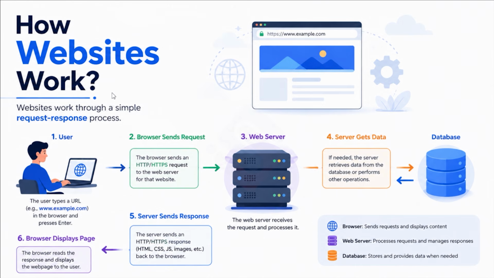How websites work? Now let's understand how websites work behind the scenes. First, a user enters a website address in the browser. The browser then sends a request to a web server. The server receives the request and processes it. If necessary, the server retrieves information from a database. After that, the server sends a response back to the browser. Finally, the browser displays the web page to the user. This entire process happens in just a few seconds, and this process is called the request-response cycle.